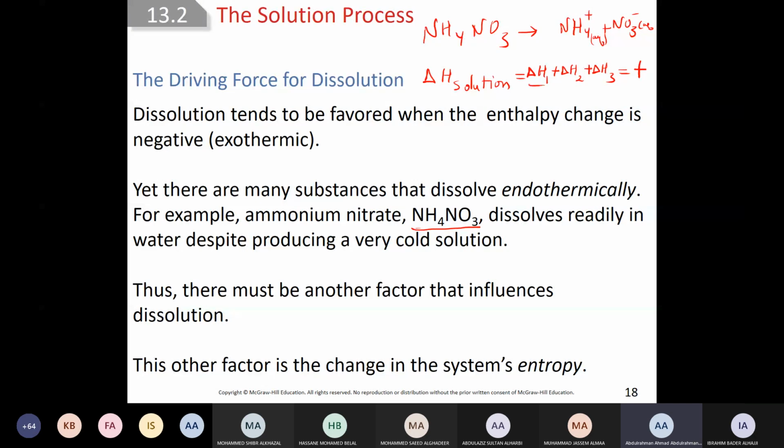Remember what's delta H1, delta H2, delta H3? Delta H1? Breaking the bond in the solute. Delta H2? Breaking bond in the solvent. And what's delta H3? Making bond between solute and solvent. And delta H1 is always what? Positive. And delta H2? Also positive. And delta H3? Negative. Always negative. We find delta H solution is positive. What does that mean? The total process is what?